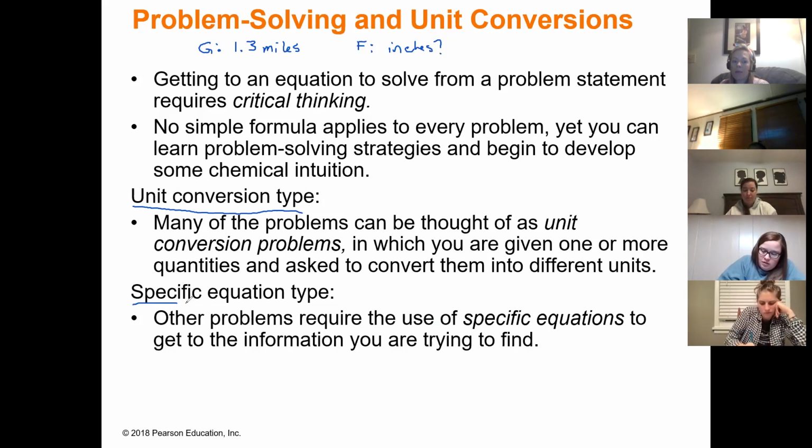Another way that we can solve problems is with a specific equation. So this problem up here is a unit conversion problem. I'm trying to go from miles into inches. I'm changing from one unit to another. A specific equation would be something like density equals mass over volume, okay? You've got an equation. I would give you 2 of the 3 variables, and you would isolate and solve for the third. Really, those two things cover like 95% of the math problems that we do in this class.